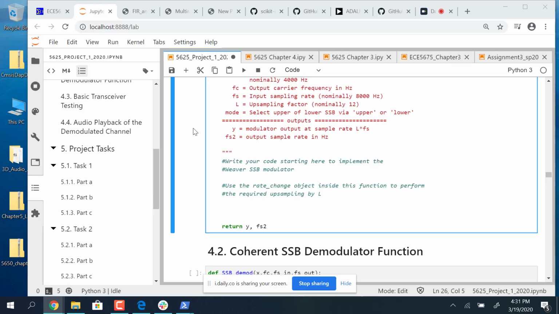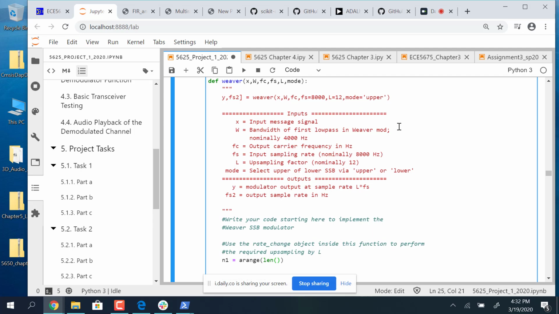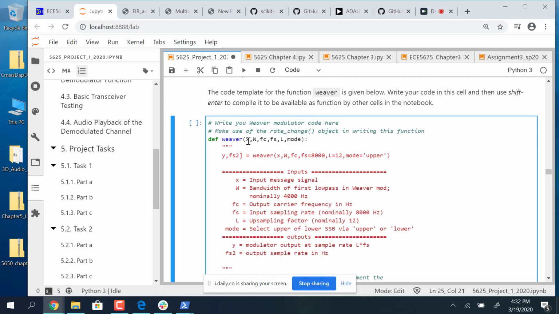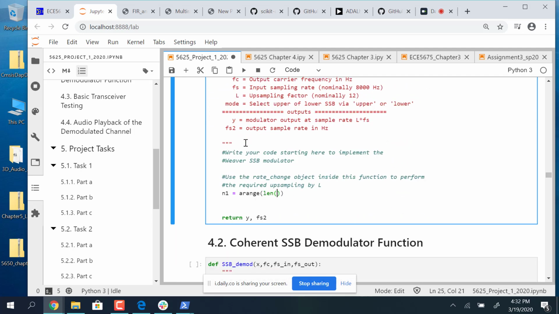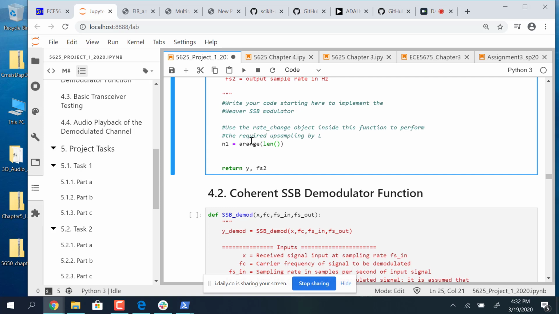So over here in code, what you want to do is define an index array n. You might call it n1 to correspond to fs1, and then you'll go something like a range the length of x. So that will be your message that you're modulating, so the length of x.